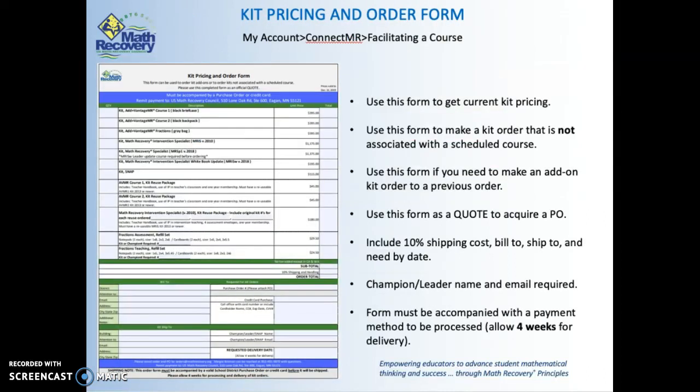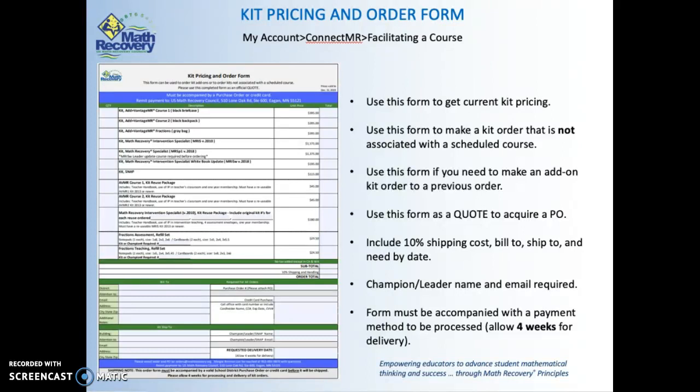There is another form that can be used for ordering kits. The main purposes of the kit pricing and order form is for pre-ordering kits that are not associated with a scheduled course, for kit add-ons to a previous order, and as a listing for our current kit prices. This form can be used as your quote for acquiring your purchase order. Submit this form to orders@mathrecovery.org with the purchase order or credit card info.